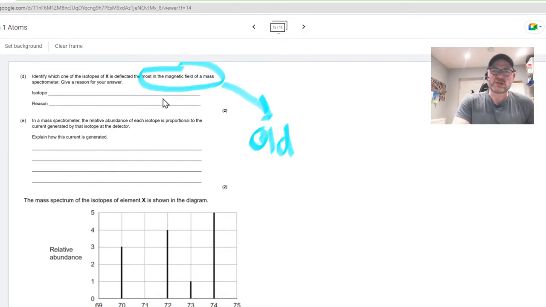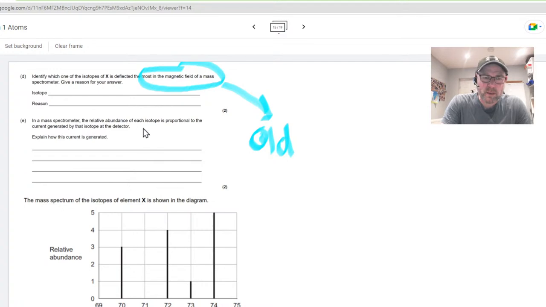Just notice, this is from the old spec. In the old spec, they said identify which one of these isotopes is deflected the most by the magnetic field of a mass spectrometer. So out of those germaniums, which one, 70, 72, 73, or 74, would be deflected the most by the magnetic field? We don't use a magnetic field in time of flight. We use an electric field. That's one of the differences. In the old specification, the old way of doing mass spectrometry used a magnetic field to deflect the particles, to cause them to bend. We don't use that now in time of flight, so we can skip that bit.